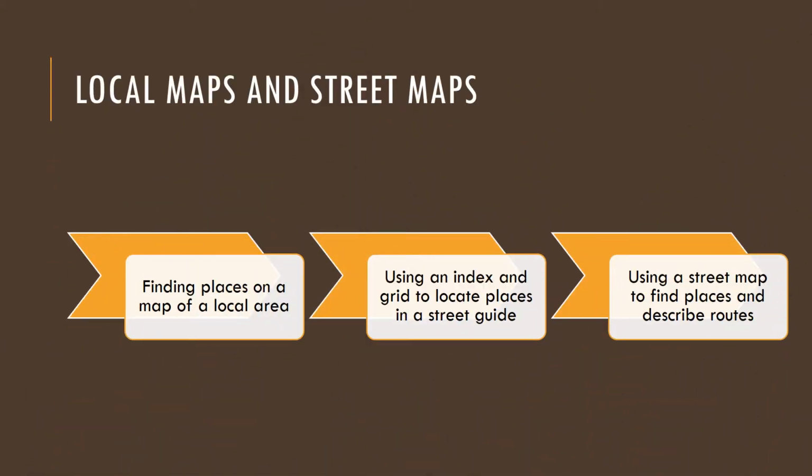Alright, and to get straight to the content for this particular video, remember we said we are looking into local maps and street maps. And so under that we have 3 very important subtopics, and these are some skills that you'll be gaining which will be useful in geography. Firstly, finding places on a map of a local area. Secondly, using an index and a grid to locate places in a street guide. Thirdly, we'll be looking into using a street map to find places and to describe routes.